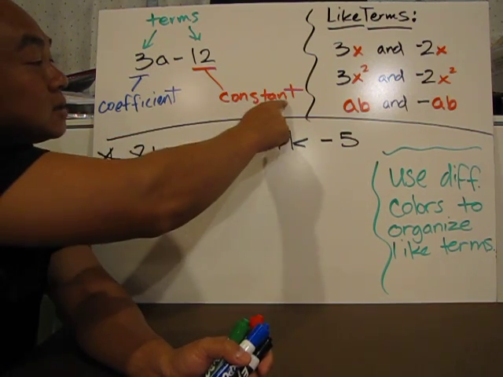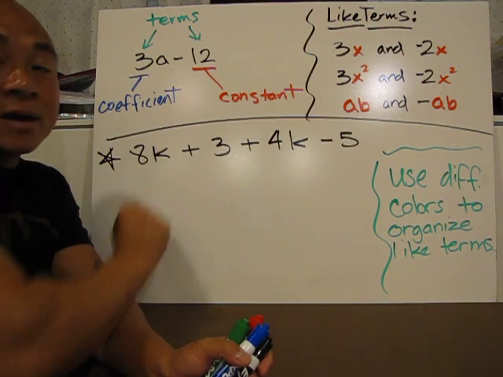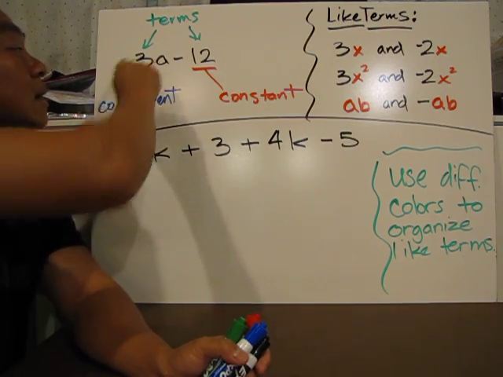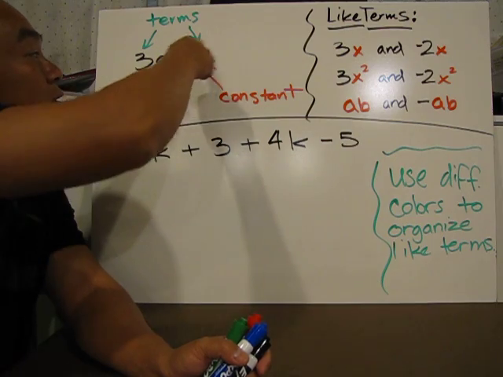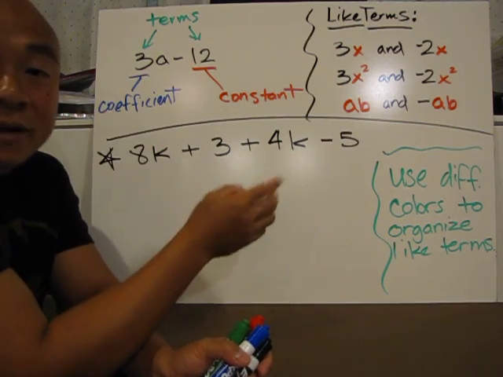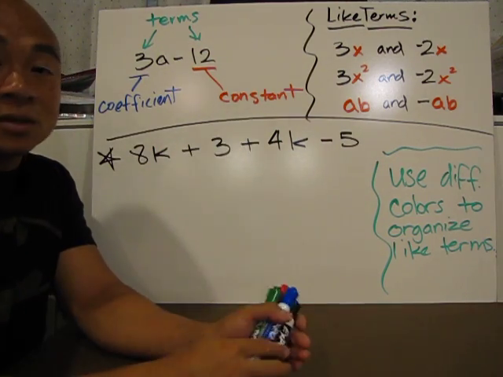And then again, a constant is just a number that has no variable. So this is not a constant. 3 is not a constant. 3 would be the coefficient. Here, the 12 doesn't have a variable, which would make that a constant.